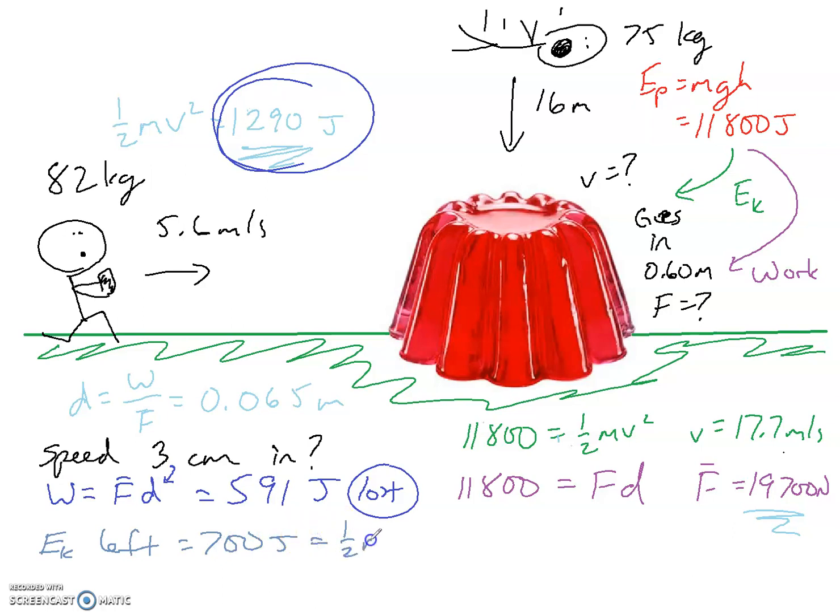We can make that equal to 1/2 mv squared, and then we can just solve for the new v, and we can find out how fast he's going. So we multiply the 700 by 2 for the 1/2, divide that by his mass of 82, and then take the square root, don't forget to square root, and we can find out how fast he's going. And obviously he's going less than 5.6. If we do solve for this, we get about 4.1 meters per second. So he's still going about 4.1 meters per second after he's gone into the jello about 3 centimeters.